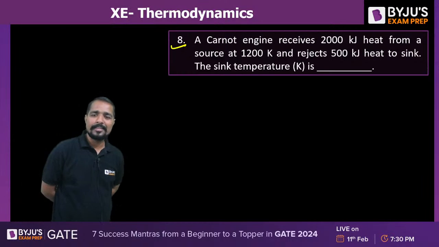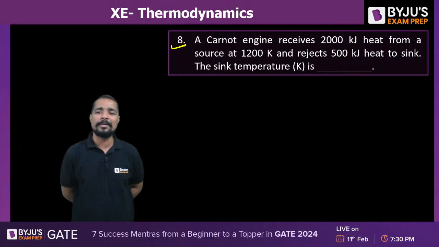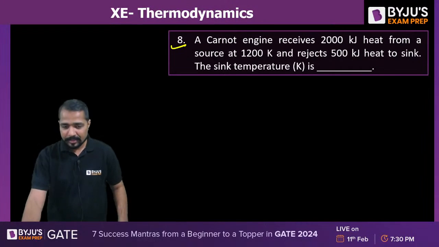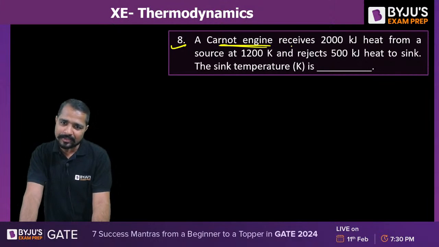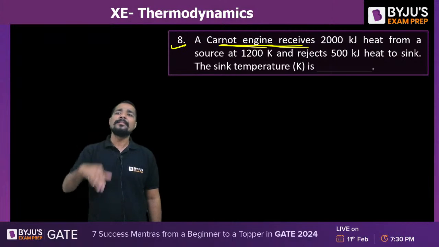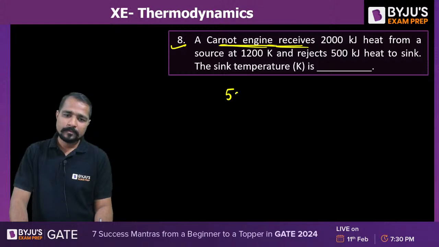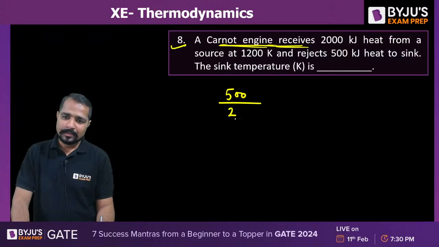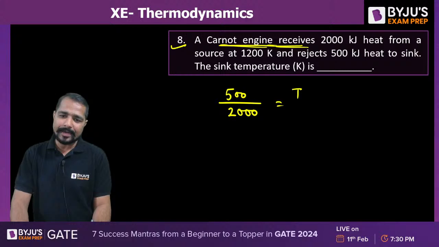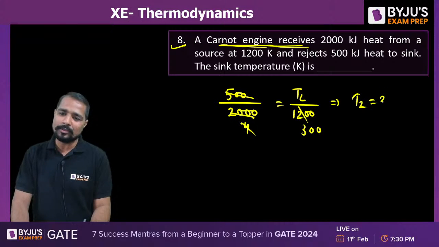A Carnot engine receives 2000 heat from the source, rejects 5000 heat to the sink. What will be the, like this? Carnot engine is given. Reversible heat engine is given to us. Heat rejection, heat supply, T lower, T higher. Heat rejection divided by heat supply equals T lower, which I need to calculate, divided by T higher, which is 1200. Tell me the answer. 4 times and 3 times. Are we not getting T2 equal to 300?